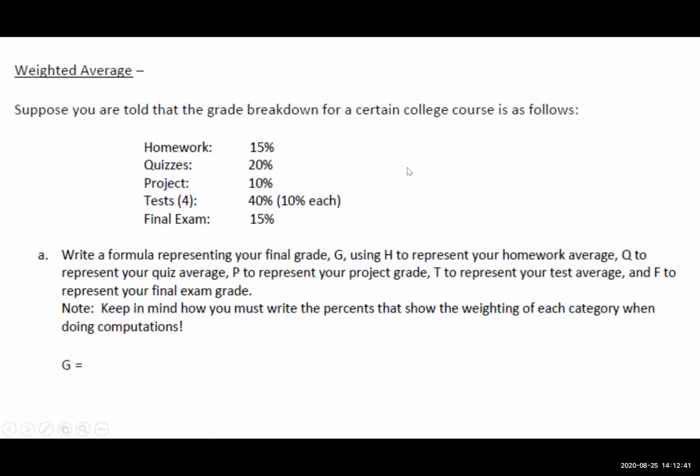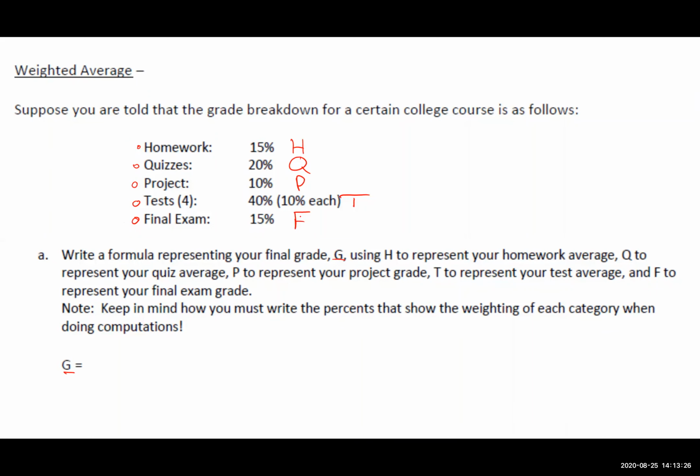So, suppose you are told that the grade breakdown for a certain college course is as follows. Homework is worth 15% of your grade. Quizzes are 20%. You have a project, and that's worth 10%. 4 tests sum up to a total of 40%, and your final exam is worth 15%. So we want to write a formula representing our final grade G, using H to represent your homework average, Q to represent your quiz average, P to represent your project grade, T to represent your test average, and F to represent your final exam.